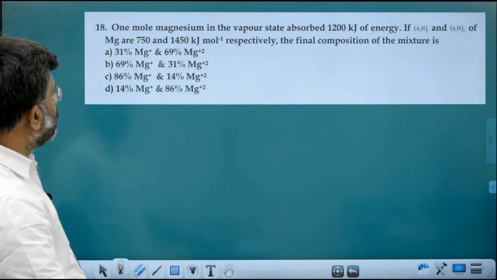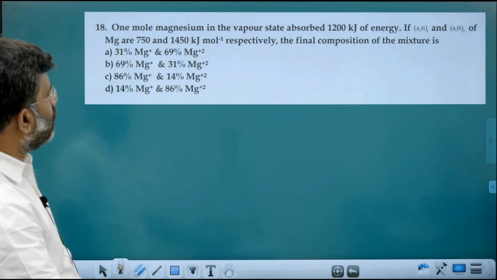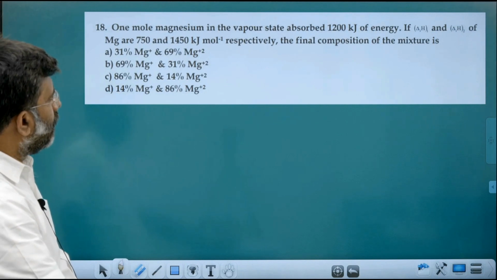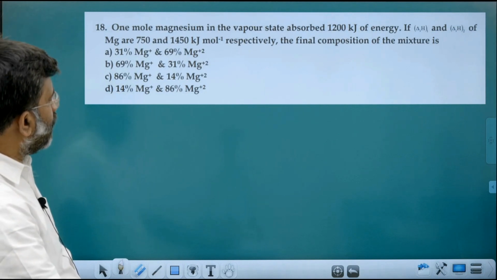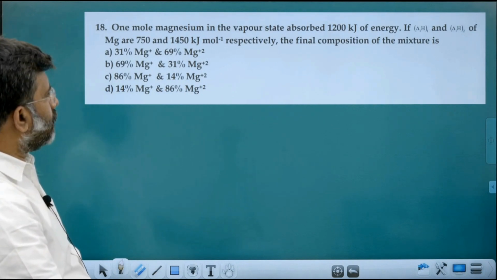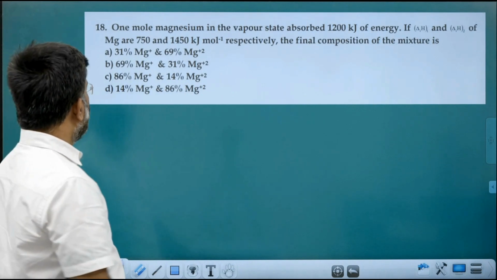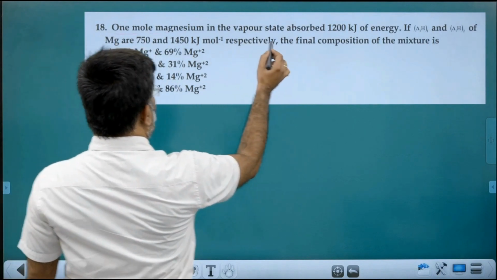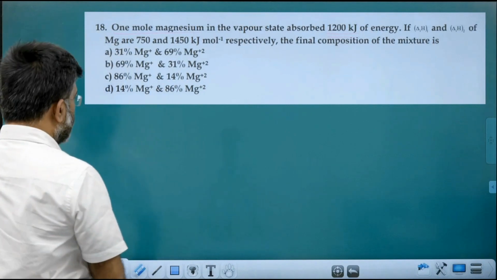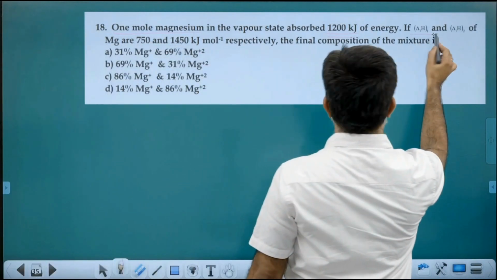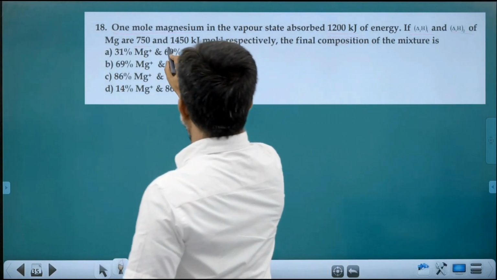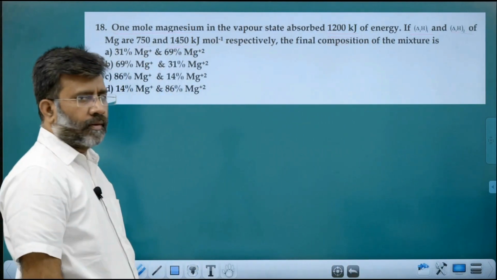1 mole of magnesium in the vapor state absorbed 1200 kilojoule of energy. ΔH1 and ΔH2 of magnesium are given. The final composition of the mixture is asked, where 1 mole of magnesium absorbs 1200 kilojoule, while the first ionization enthalpy is 750 and the second ionization enthalpy is 1450, right?